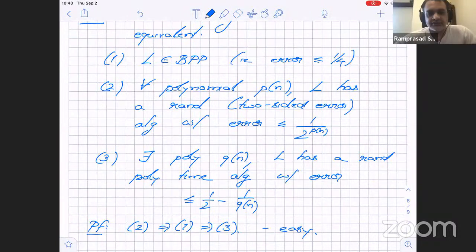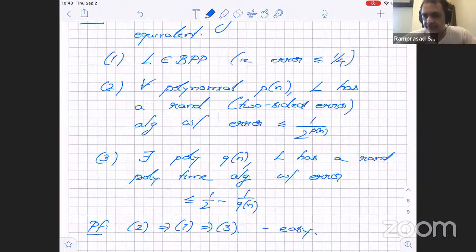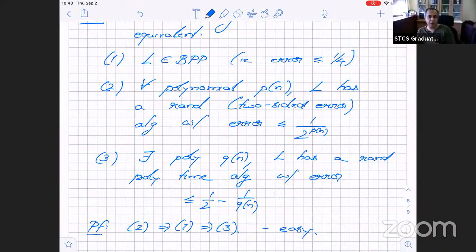Maybe the right way to think of it is like, let's say you tell me your tolerance for error is 1/2 to the P of n. Then there is an algorithm which will run in polynomial time, and this polynomial may depend on P of n, such that this algorithm solves L with only the error that you want. Which is exactly the order in which I have written it. For every polynomial P of n, there is an algorithm. The polynomial running time of the algorithm might depend on the error tolerance that you want.